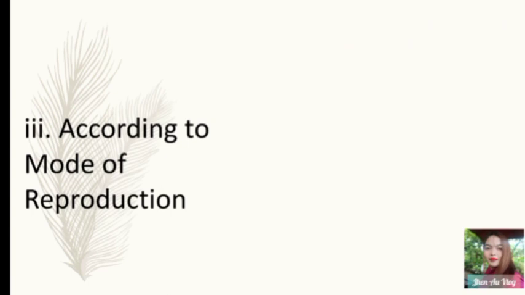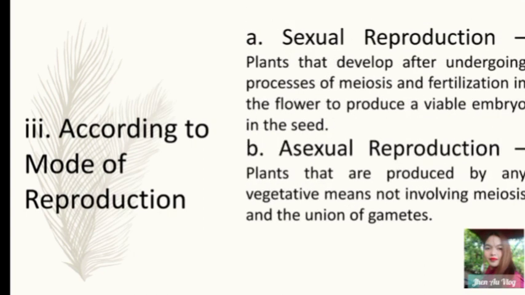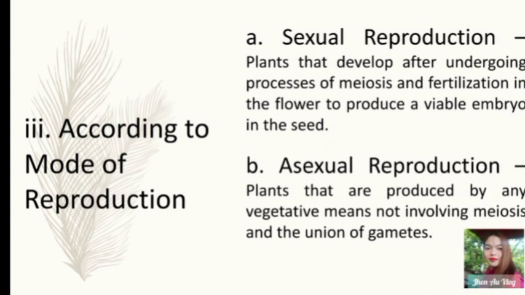How about according to mode of reproduction? So we have 2. First is the sexual reproduction and second is the asexual reproduction. So what is sexual reproduction? Plants that develop after undergoing processes of meiosis and fertilization in the flower to produce a viable embryo in the seed. So it needs a pollen grain attached and connected to the ovary of another flower to produce the fruit. How about the asexual reproduction?